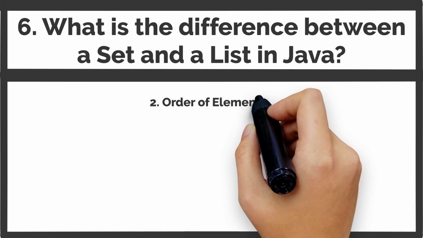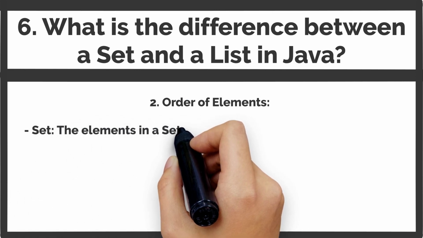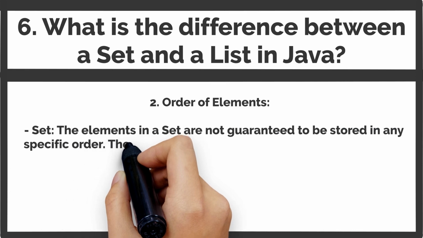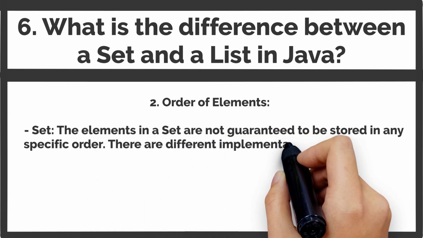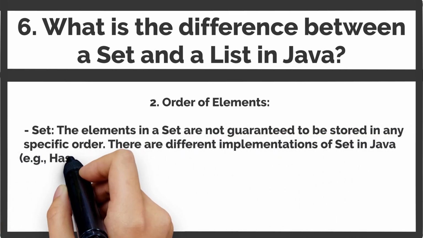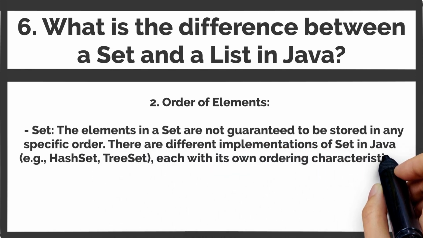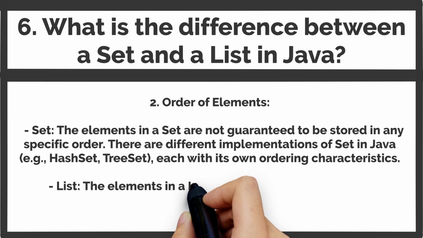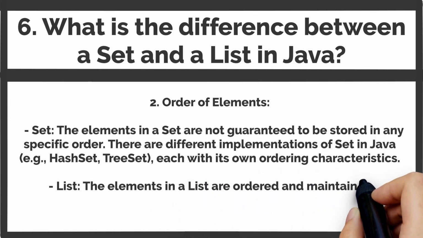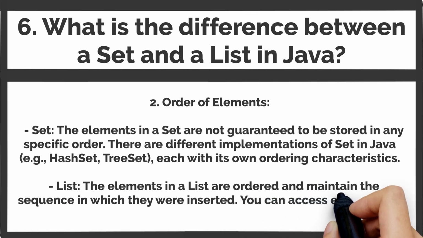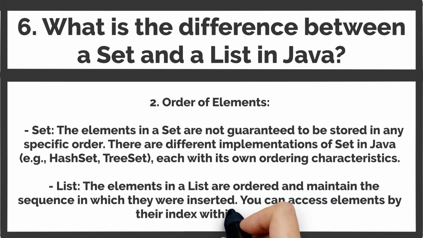2. Order of elements. Set. The elements in a set are not guaranteed to be stored in any specific order. There are different implementations of set in Java, for example, hash set, tree set, each with its own ordering characteristics. List. The elements in a list are ordered and maintain the sequence in which they were inserted. You can access elements by their index within the list.